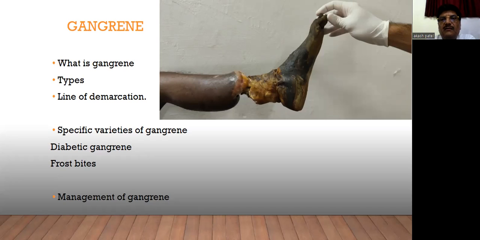This is a neglected case of gangrene in which the patient has developed a clear-cut dry gangrene, and there is a clear-cut demarcation, and nature is trying to separate it off and do auto amputation, but the bone will not let it go. So a surgeon has to interfere and cut the bone.